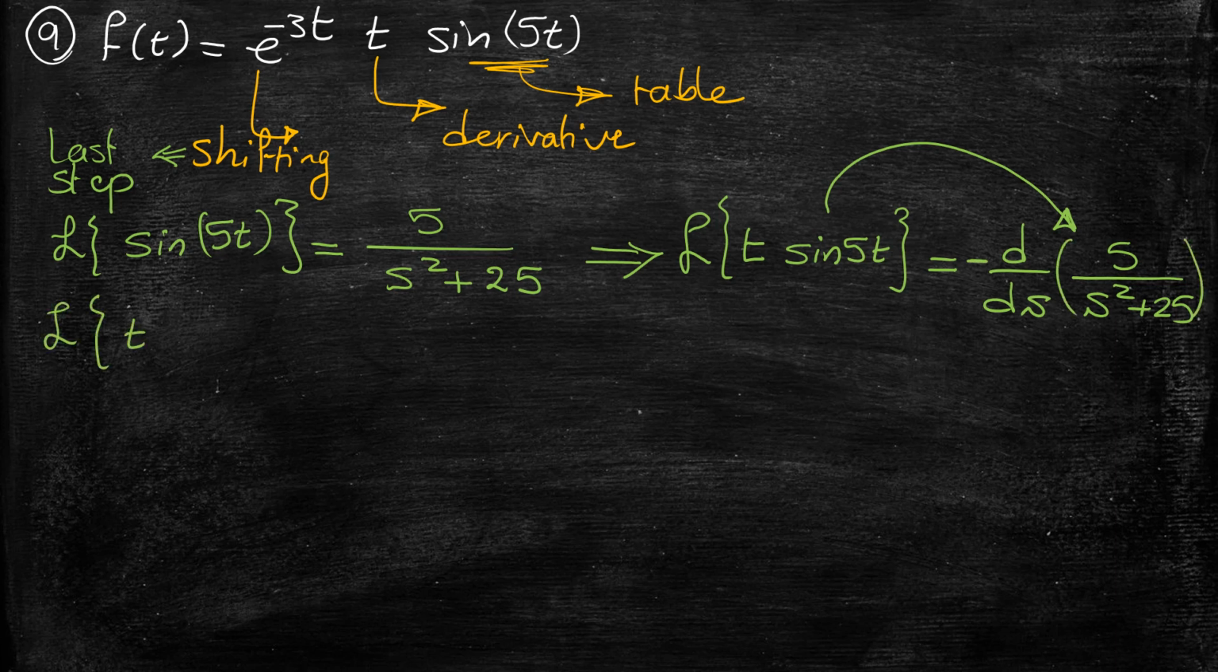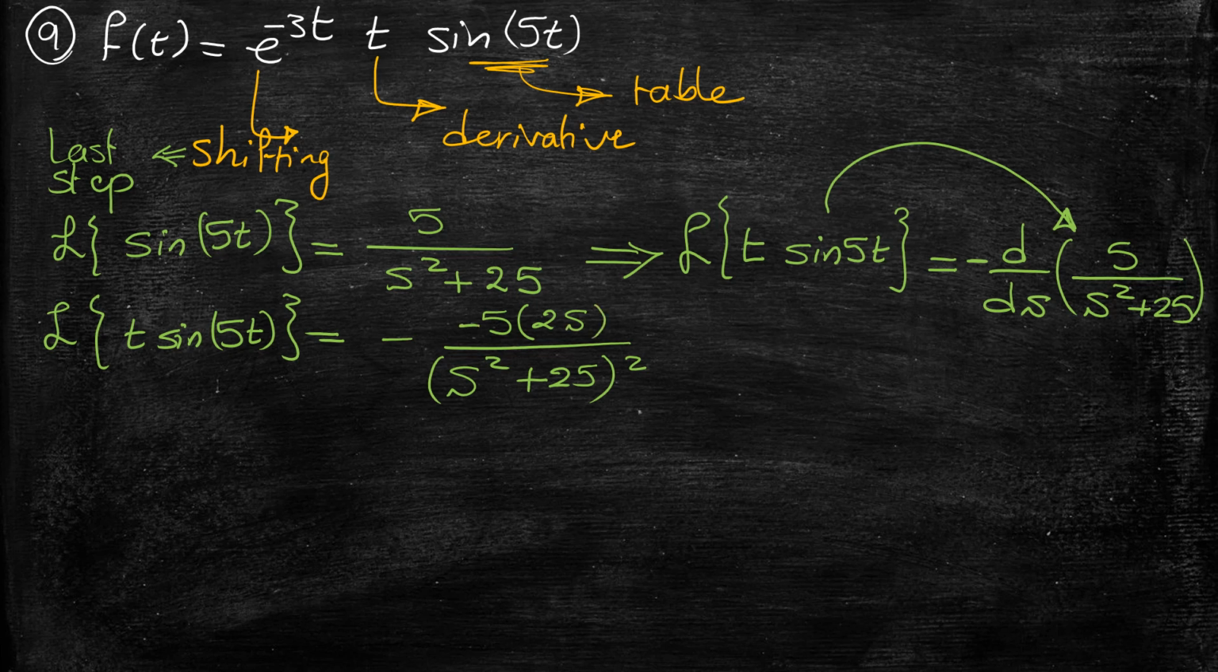So right now, Laplace of t sine 5t will be, here we can get this derivative as s squared plus 25 all squared. And then we have this minus sign, and we have this 5, and another 2s with another negative sign here. So this will be 10s over s squared plus 25, sorry, all squared.